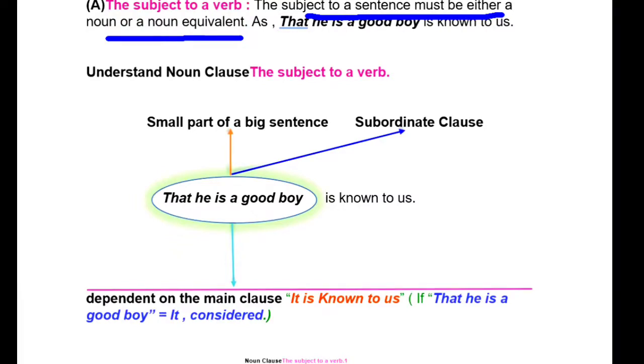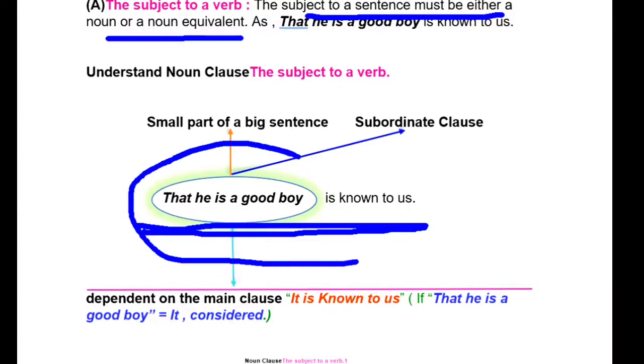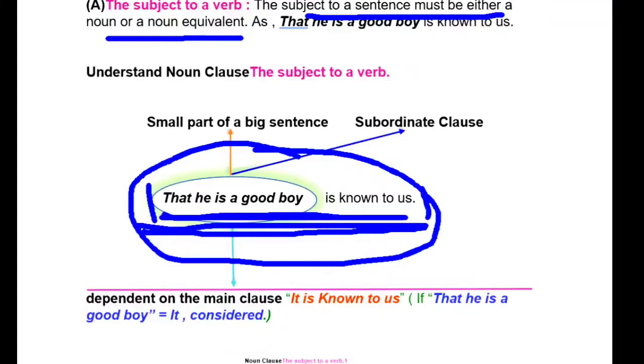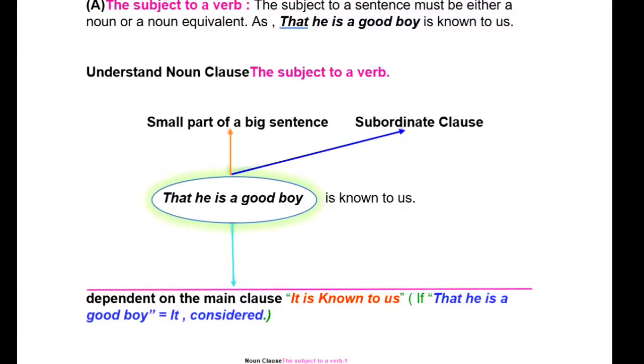The subject of a sentence must be either a noun or noun equivalent. What I have told already, the subject of a sentence must be a noun or noun equivalent. Now examine this sentence: That he is a good boy is known to us. This is the whole sentence, one full sentence, from "that he is a good boy" to "us."